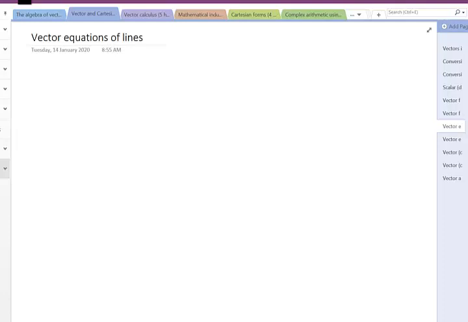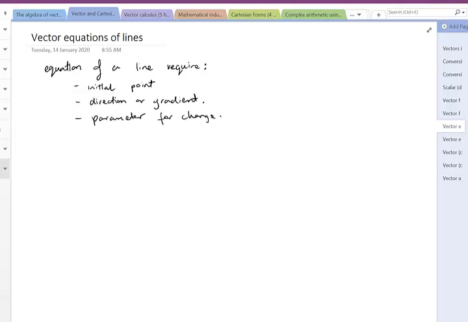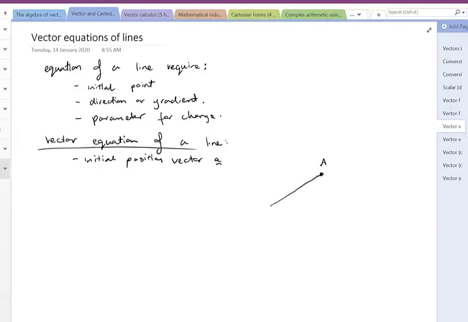In this lesson, we're looking at vector equations of lines. So essentially, we know an equation of a line requires an initial point and a direction or a gradient, and then relative to some parameter, it will continue to change. That's no different when we're looking at a vector equation of a line. It will be defined by an initial position vector A. So if we can think of a point in space A relative to an origin O, defined by the position vector A, it will then have a direction D.